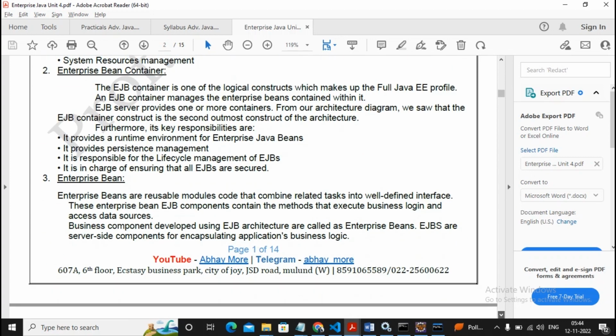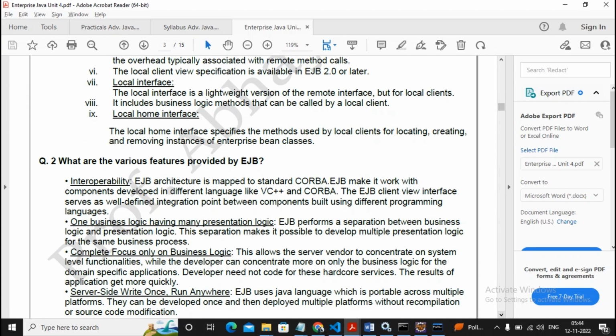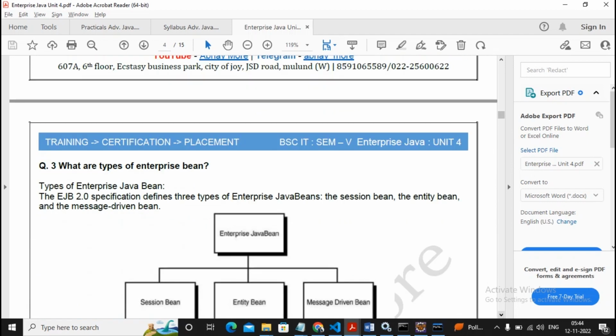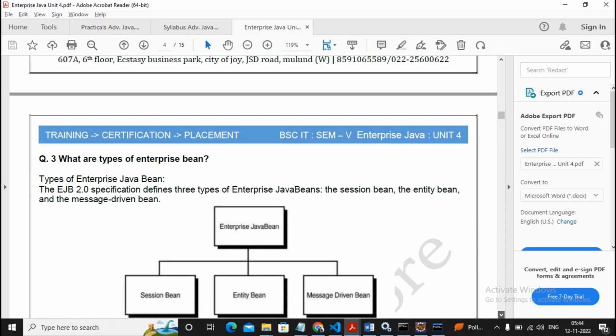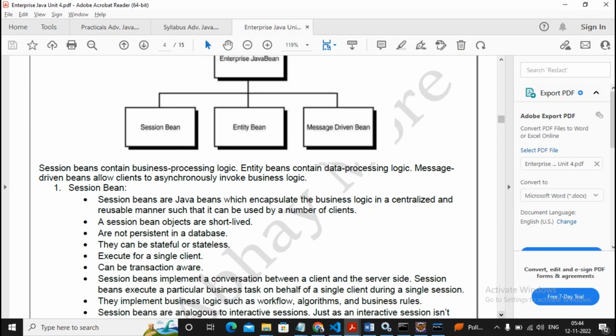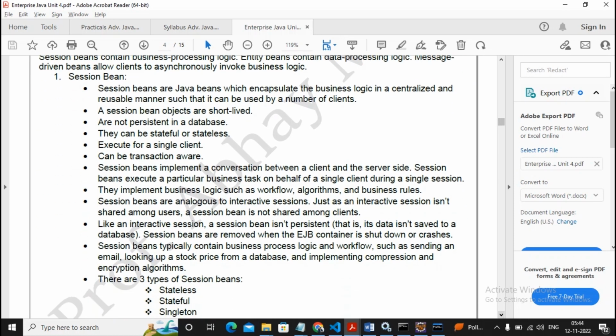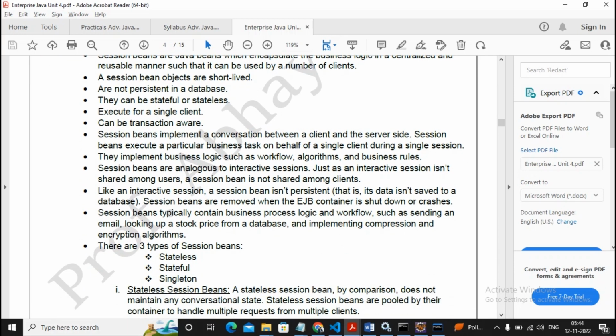Let's move ahead. After understanding the architecture of the Java Bean, you need to work with the various features provided by EJB. I advise that you prepare this question also properly. Types of Enterprise Bean is an important question. You know that Enterprise Beans have been classified as Session Bean, Entity Bean and Message Driven Bean. In Session Bean also you will get a stateless Session Bean as well as a stateful Session Bean. So there are 3 types of Session Beans: stateless, stateful and singleton.